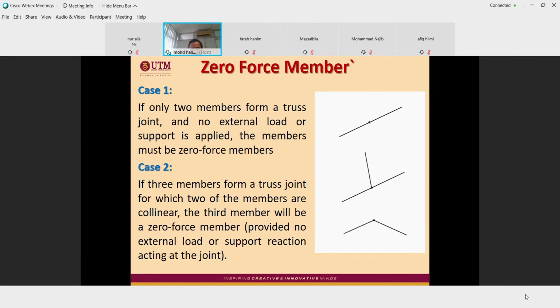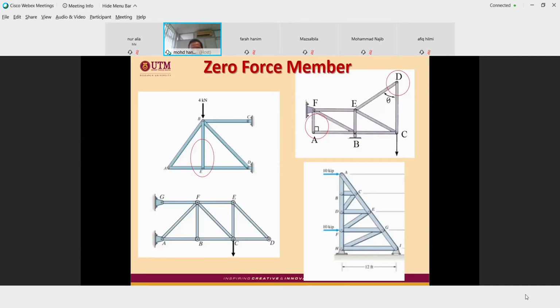I have shown you this one. Okay. I have also shown you this one. Zero member. This one zero member. This one zero member. What about this one? Zero force member. When it is zero force member, that means this one also zero force member. When this one is zero force member, this one also zero force member. When this one zero force member, this one's zero force member also. When this one zero force member, that means this one is equal to 10.